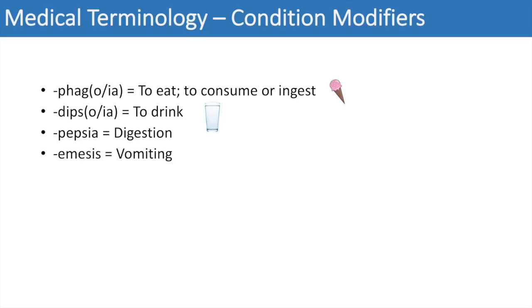The next one is emesis, which simply means vomiting. So you might have heard of hematemesis, vomiting of blood. The next one is urea, which means urination. So you can think of polyuria, you're urinating too much, or you can think of nocturia, which means you urinate at night. So the next one is sterco, which denotes feces.